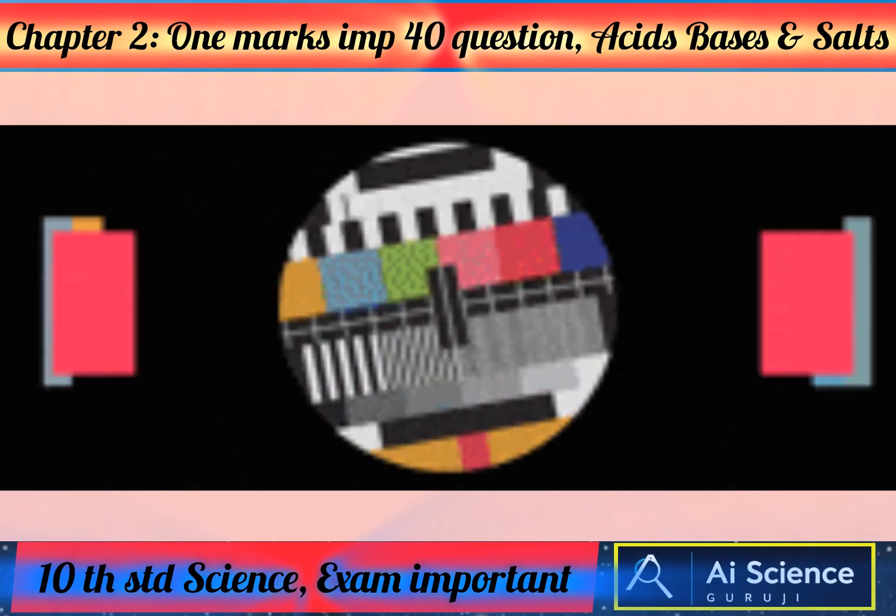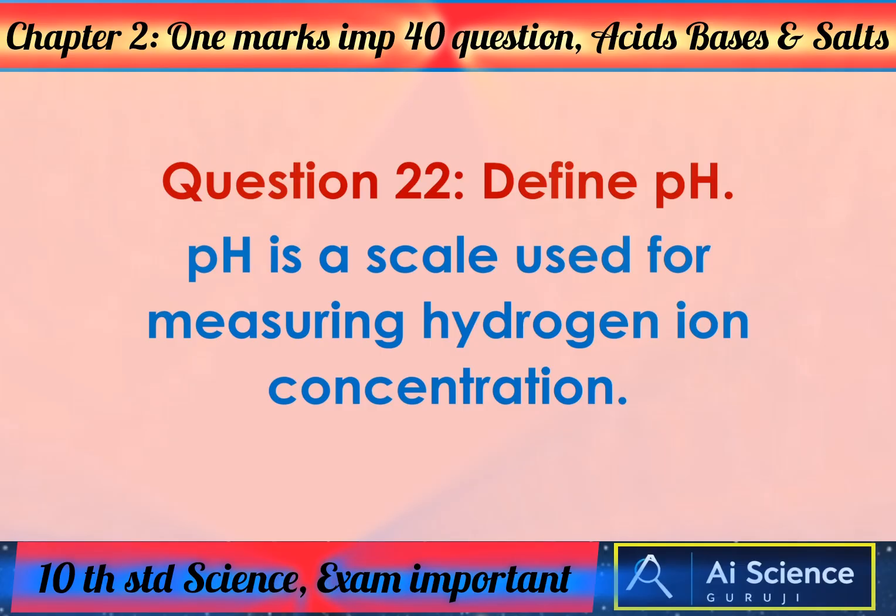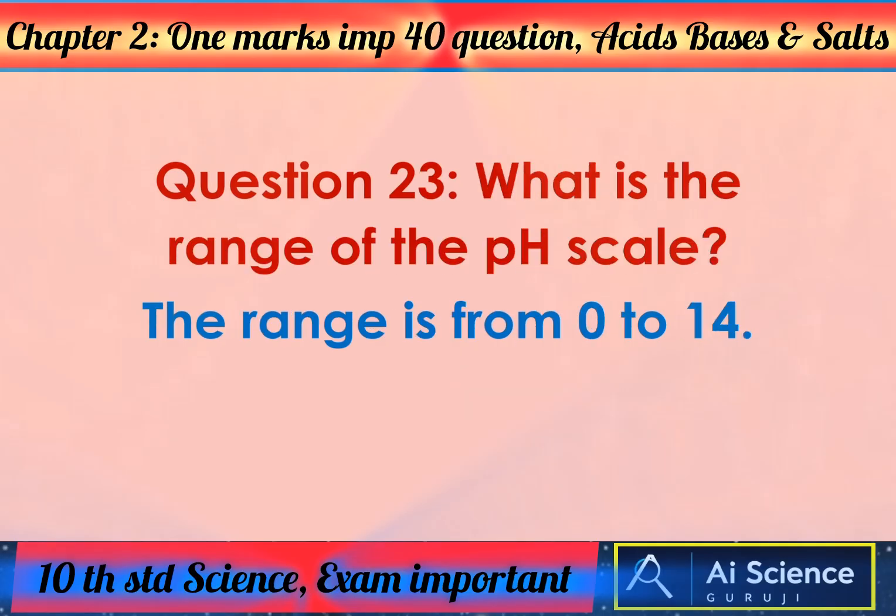Question 21. Is the process of dissolving an acid in water exothermic or endothermic? The process is highly exothermic. Question 22. Define pH. pH is a scale used for measuring hydrogen ion concentration. Question 23. What is the range of the pH scale? The range is from 0 to 14.